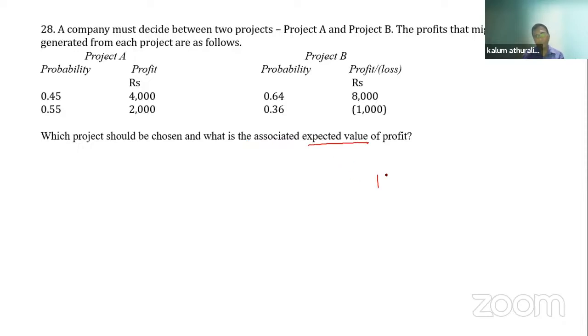How to find the expected value? We call it E(X). How to find E(X)? We take sigma X times P. We multiply X and P and get the total. This is P, the probability. This is the profit, it is X. You multiply these two. XP. 0.45 times 4,000 is 1,800.